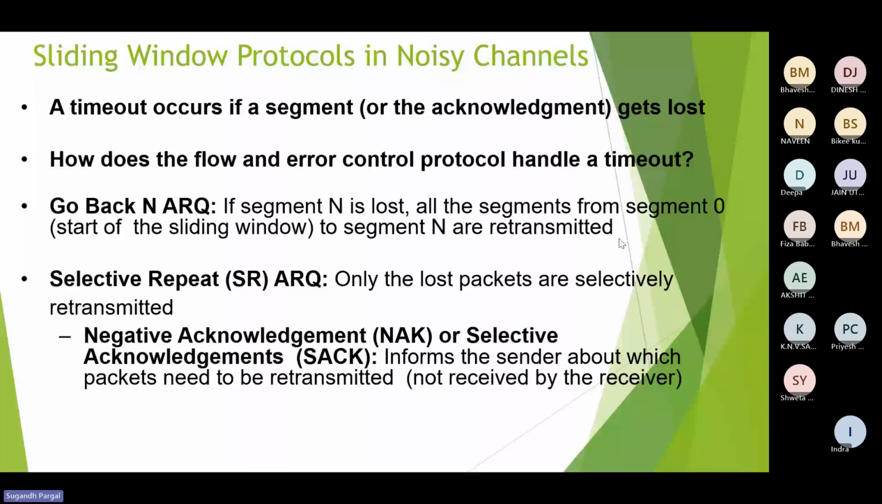And the second one is the Selective Repeat ARQ. That is, only the lost packets are selectively retransmitted. That means not all packets are retransmitted, only the packets which were lost. For that purpose, a negative acknowledgement or a selective acknowledgement is sent from the receiver side to the sender side, so that the sender gets to know which packets need to be retransmitted.